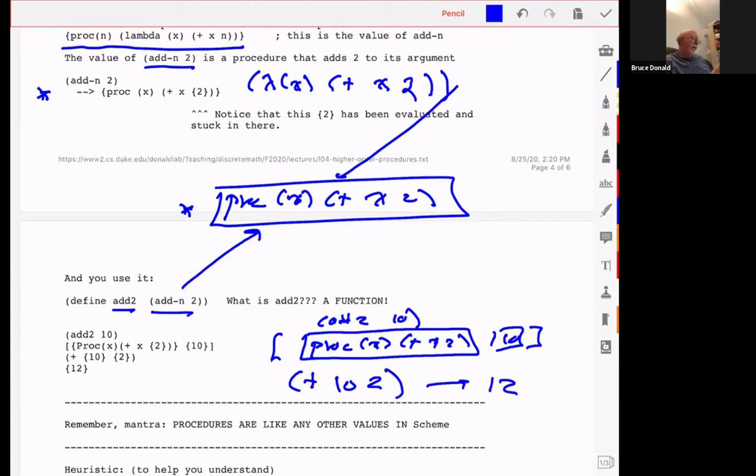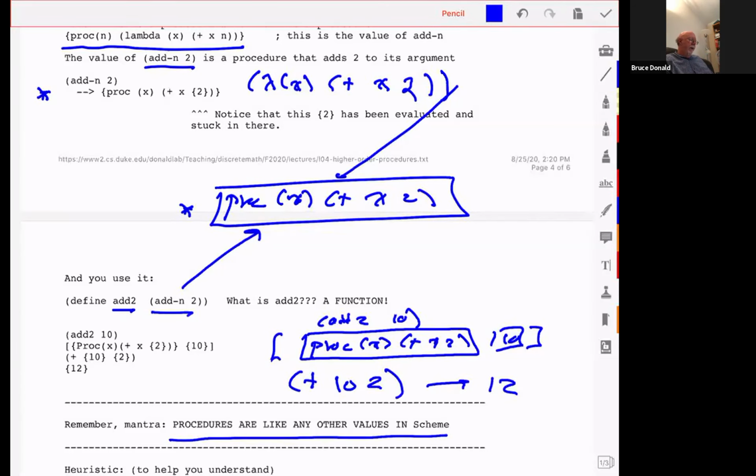So now we can make a procedure and we can return it as a value. The key thing to remember here is that in some sense, procedures aren't special in Scheme and other decent languages. They're just like any other value.